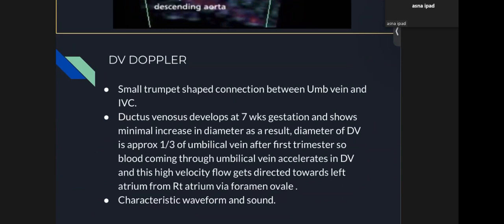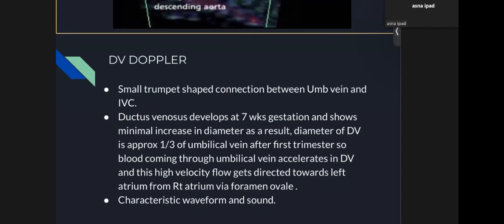Ductus venosus develops at 7 weeks of gestation and shows minimal increase in diameter. As a result, the diameter of the DV is approximately 1/3 of the umbilical vein. So as you can see, the diameter decreases, the cross-sectional area decreases, and the velocity and pressure increase highly.